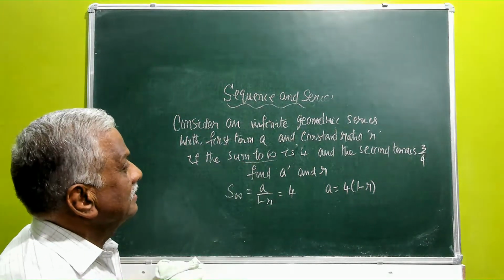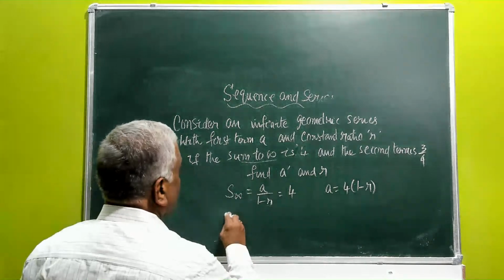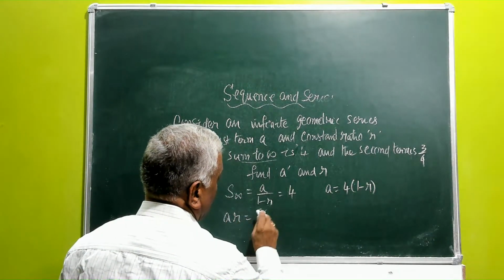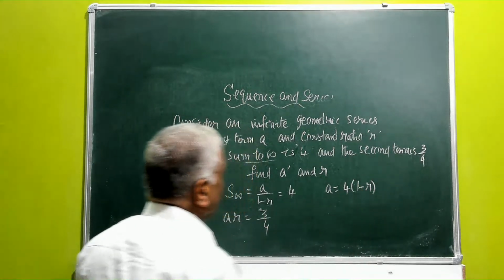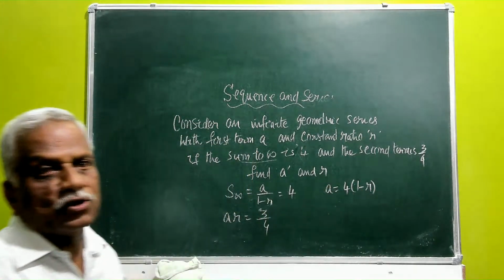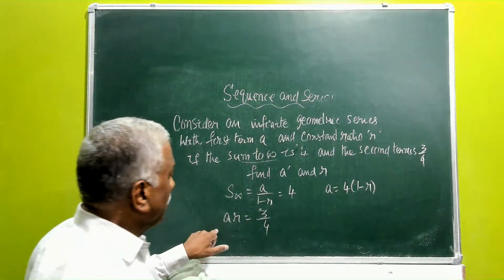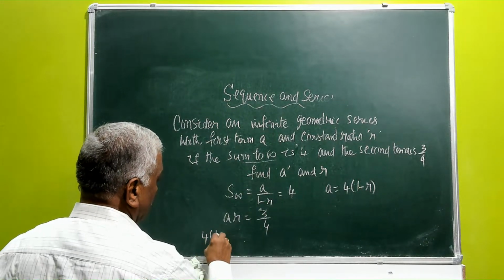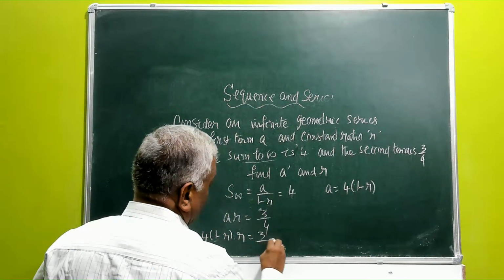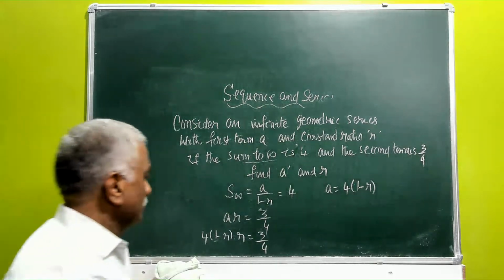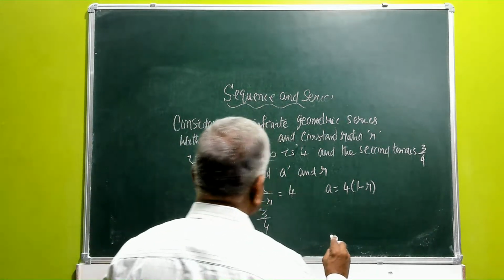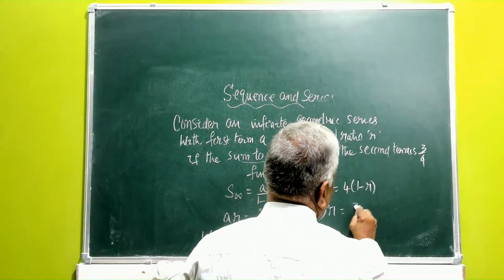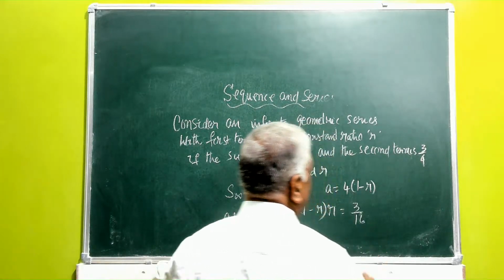What is the second equation? The second term is AR. AR is equal to 3 by 4. So these two you have. There are two equations, there are two variables. So what we can do is, I can replace A by this. A is 4 into 1 minus R, into R is equal to 3 by 4. So you can bring this 4 this side. 1 minus R into R is equal to 3 by 16.